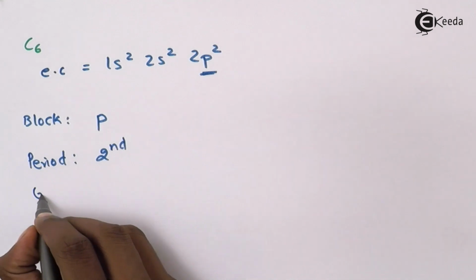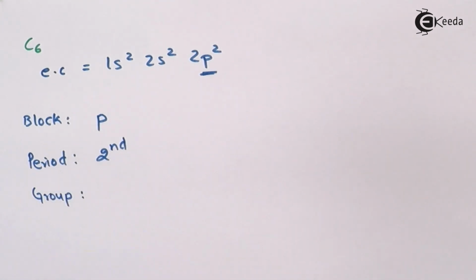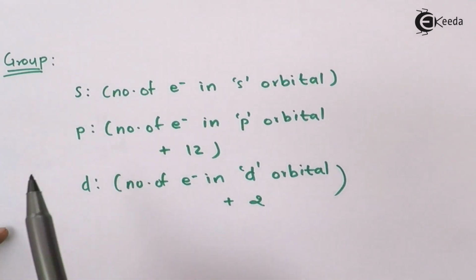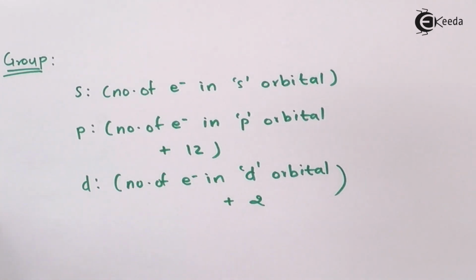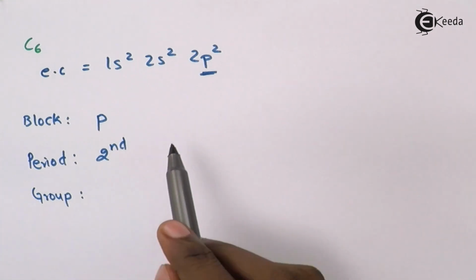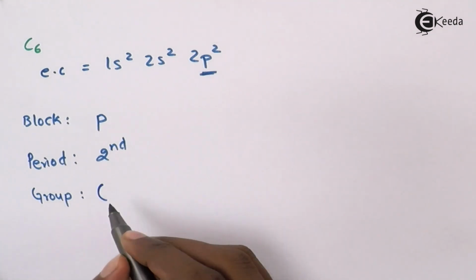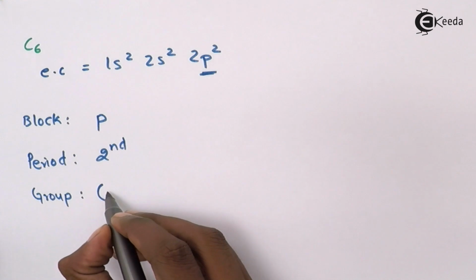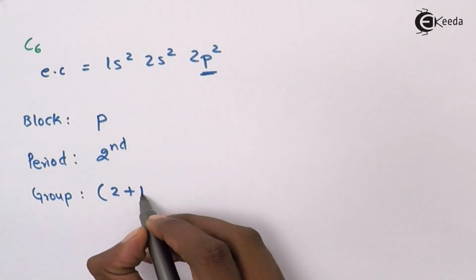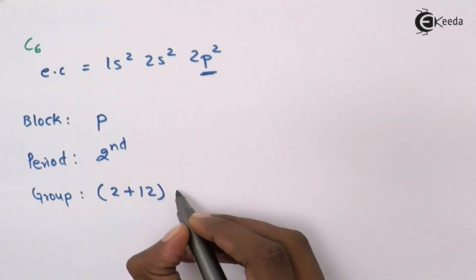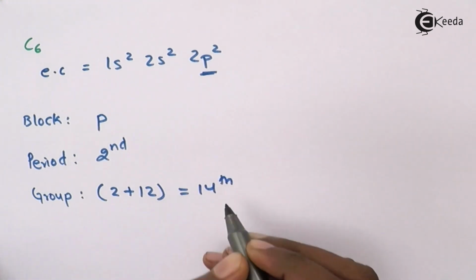And when it comes to group, we have made a formula to calculate the group. In this case, we have to consider the number of electrons in the p orbital, plus we have to add 12, so as to locate to which group that element belongs. So in this case, the number of electrons in the p orbital is basically 2, and we add it to 12 to get 14. So basically it belongs to the 14th group.